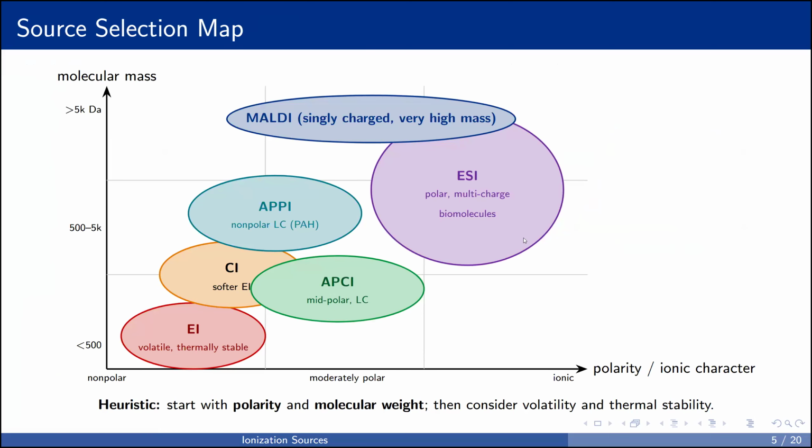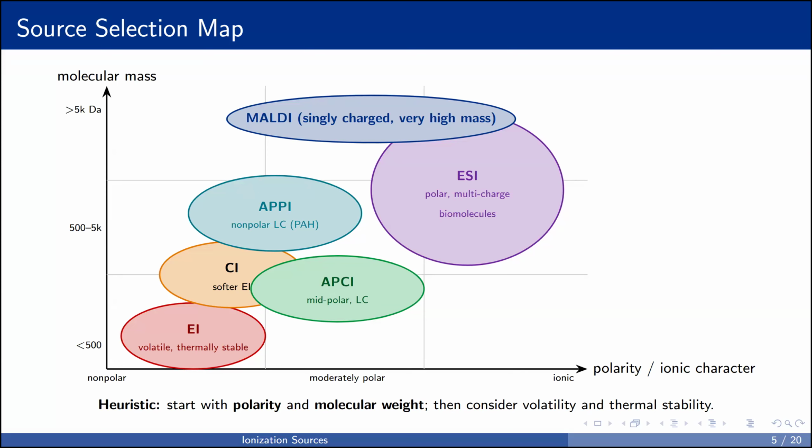Source selection map. This map is the single most useful diagnostic when choosing a source. Two axes: polarity on the horizontal, molecular mass on the vertical. Each source occupies a region. Electron ionization sits at the bottom left: small, nonpolar, volatile, thermally stable analytes. Think of GC-amenable compounds: hydrocarbons, pesticides, small drugs, fragrances. If your analyte could run on a GC, EI is usually the right choice.